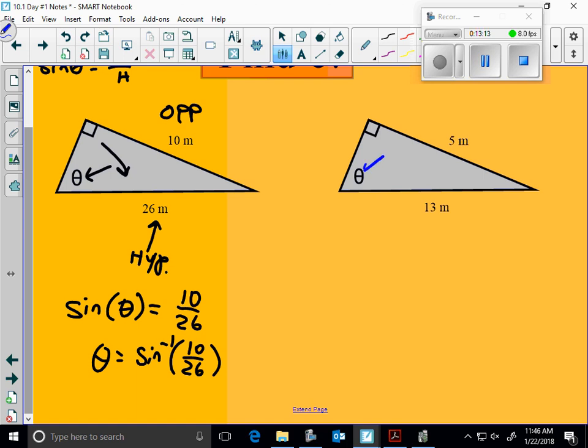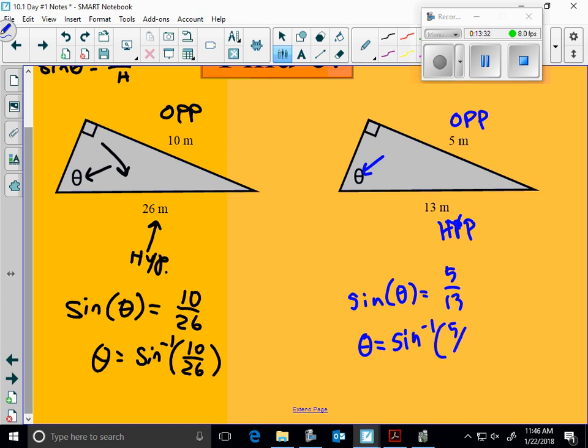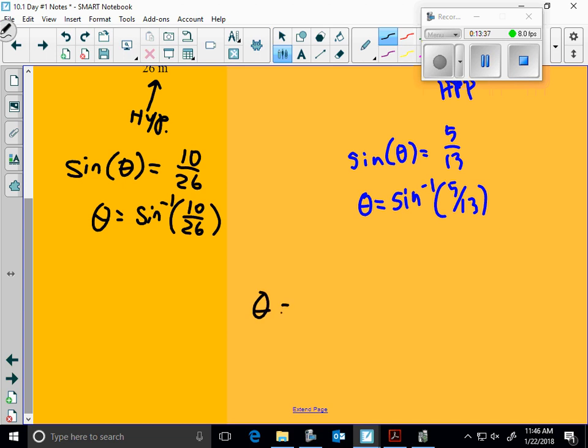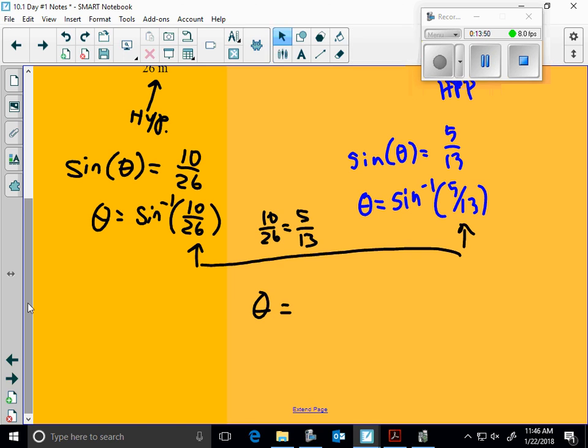Okay, same thing over here. Here's theta. Here's the opposite. Here's the hypotenuse. Oh, I see something that you might not see yet, or maybe you do. But the sine of theta equals 5 over 13. Therefore, theta is going to be the inverse sine of 5 over 13. Now, I know that both of these are going to be the same. How do I know that? Well, if you look at this ratio and you look at this ratio, what's true about them? Well, they're equal. So if the ratio of those sides are the same, then their angles are going to be the same.